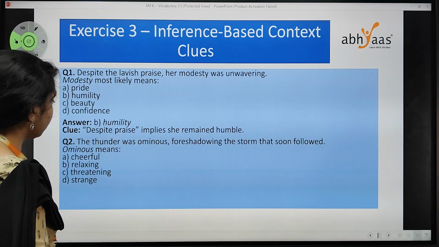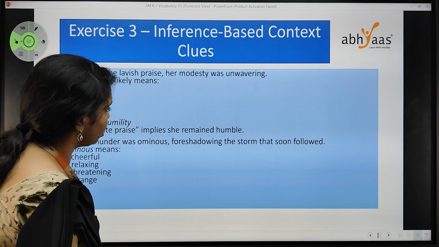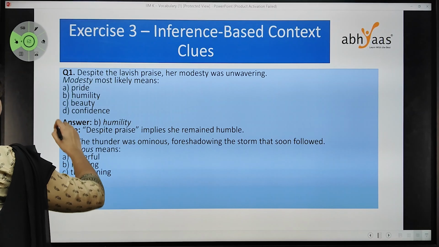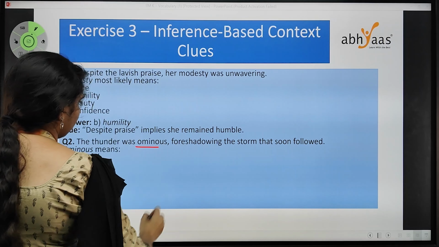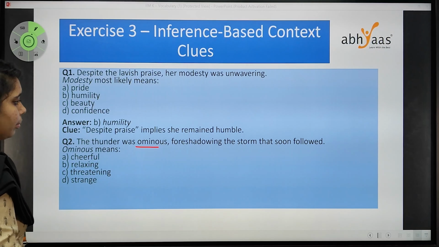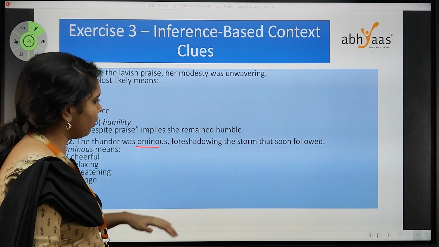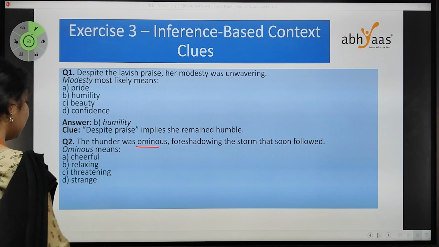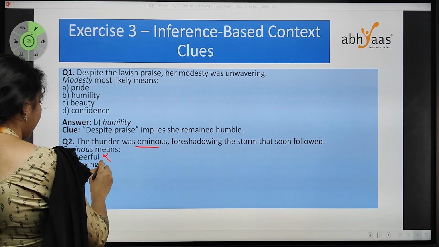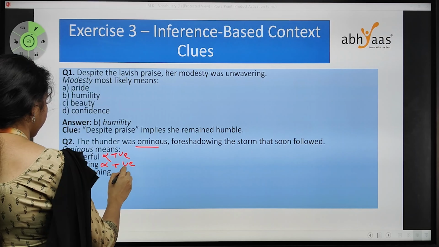Let's look at another question. The thunder was ominous, foreshadowing the storm that soon followed. Okay, so we are being asked about omen here. Foreshadowing. What does that mean? It means that the thunder is very powerful than the storm that has followed after that. So is it cheerful? No. Is it relaxing? No. See, these are positive words.